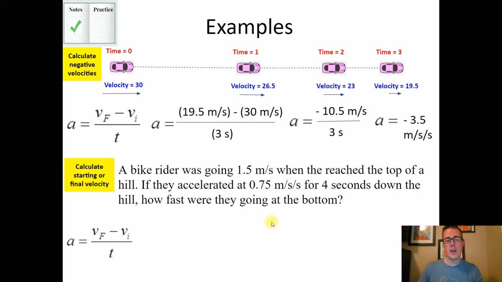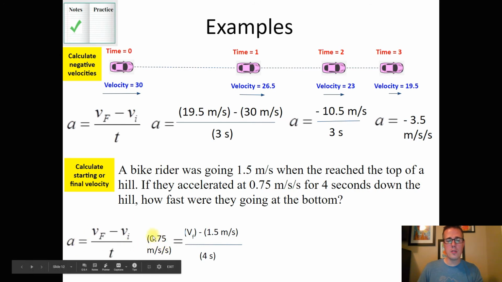So we're going to practice with the equation. Same equation, velocity final minus initial over time. We're going to plug in the stuff that we know, except this time we know the acceleration. So we're going to put that in, 0.75 on the left. And then on the right, we don't know velocity final, but we're going to plug in the other two numbers.